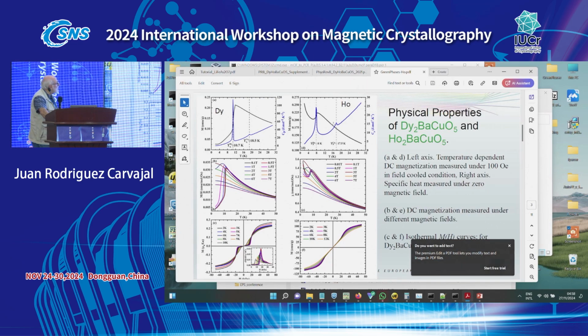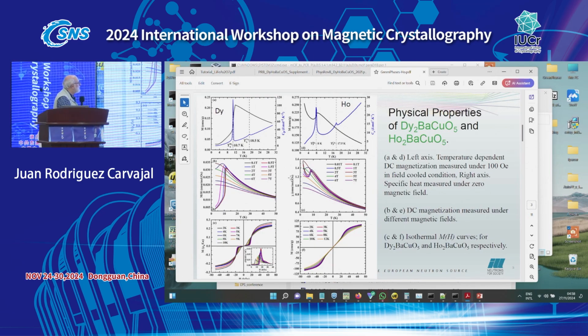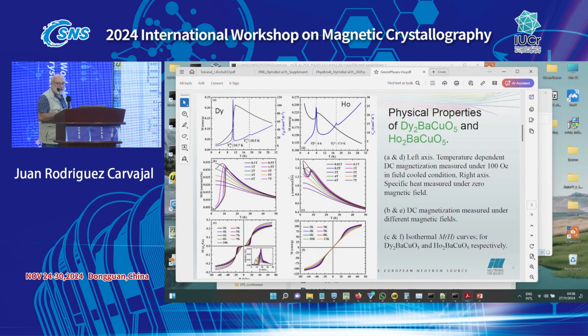We have a first phase transition, which corresponds to the appearance of a propagation vector, which is (0, 1/2, 0) in the Pnma structure. And below, we have another transition in which another propagation vector comes, which is (0, 0, 0). Then we have two propagation vectors, (0, 0, 0) and (0, 1/2, 0). And then, well, the physical properties you see here show a metamagnetic behavior under field, etc., etc.